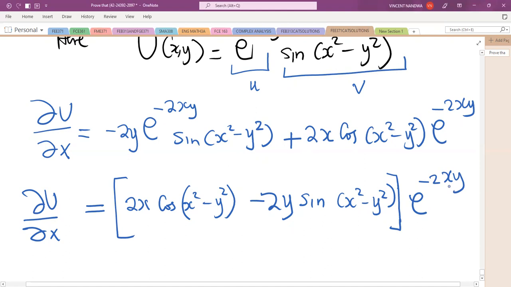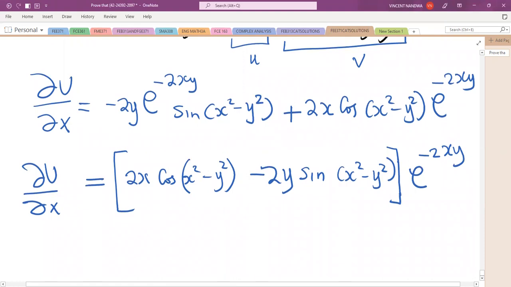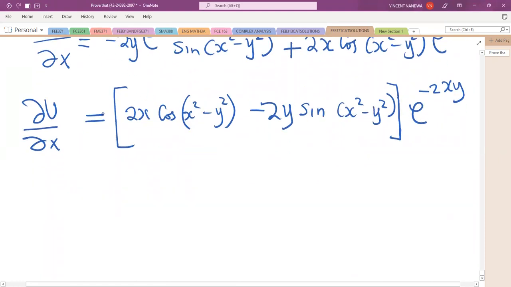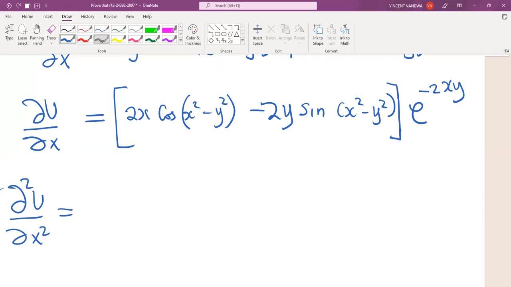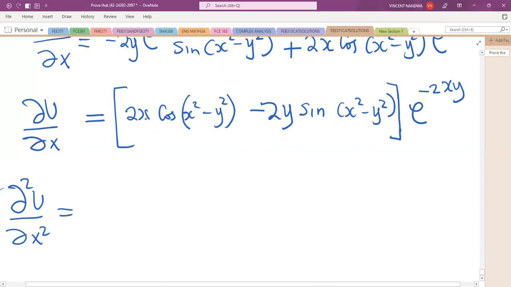So next, we differentiate this same function with respect to x. So partial squared u partial x squared will be, now this part here, I want to let all this square bracket be my u and this one be my v. So u prime, differentiating this one, also this part I have to use product rule twice. So this will give me 2 cos of x squared minus y squared, and then plus, but there will be a minus because I have to get this one.